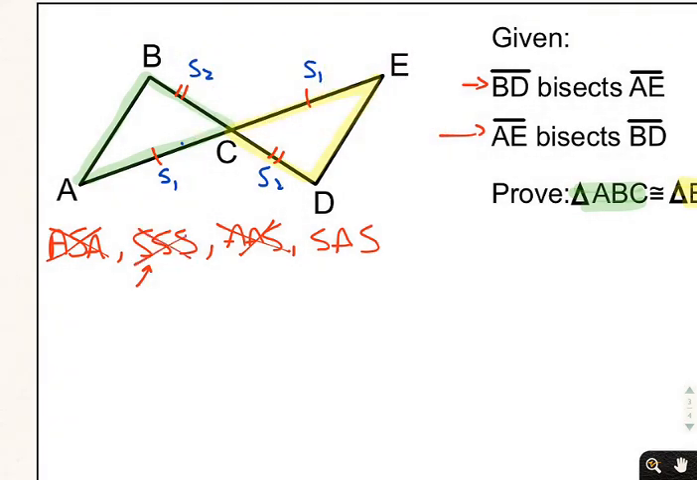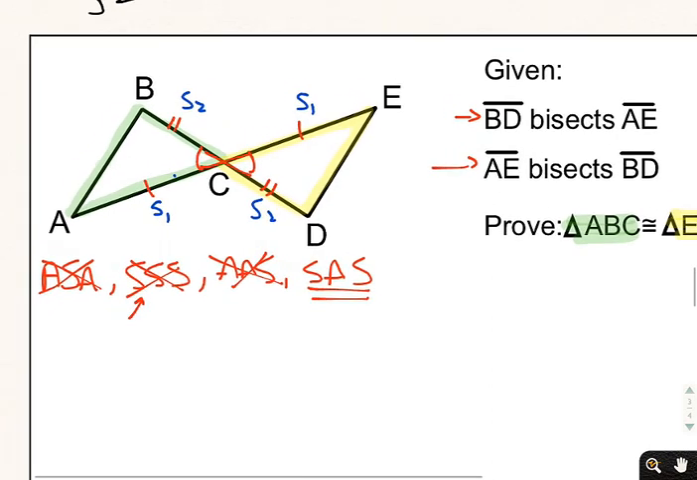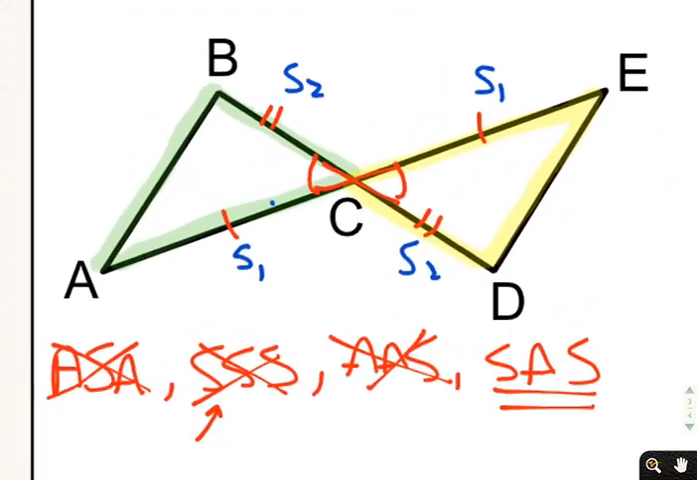If side, side, side is not the answer, that means side, angle, side has to be, which means I have to somehow prove that the angles in the middle at C are both congruent, and in fact they are. If you look, these are actually vertical angles, and by definition, those vertical angles are congruent. So I'm going to do something a little bit different here, and you're going to see me do this quite a bit in proofs moving forward.